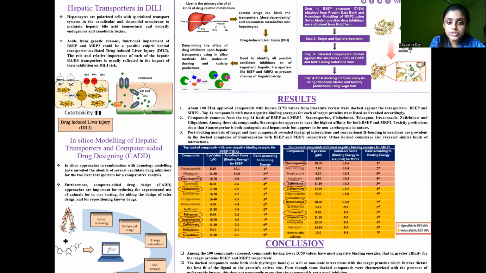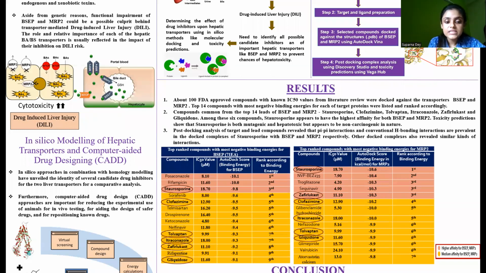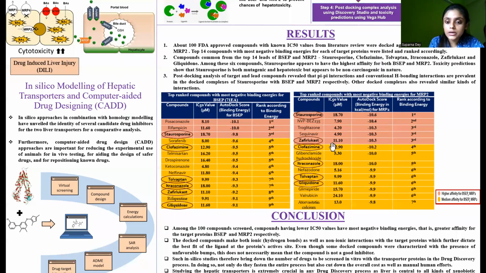Finally, coming to the results section, among the 100 compounds screened in this study, the top 14 compounds with most negative binding energies among the 100 were listed and ranked accordingly. Six compounds were found to be common for both BSEP and MRP2, and these were staurosporin, zafirlukast, clofazimine, itraconazole, tolvaptan, and glycyrrhizin. Among these six compounds, staurosporin appears to have the highest negative binding affinity for the two proteins BSEP and MRP2. Toxicity predictions that were performed additionally show that staurosporin is both mutagenic and hepatotoxic in nature, but it does not have carcinogenic properties. That is, it is non-carcinogenic in nature.